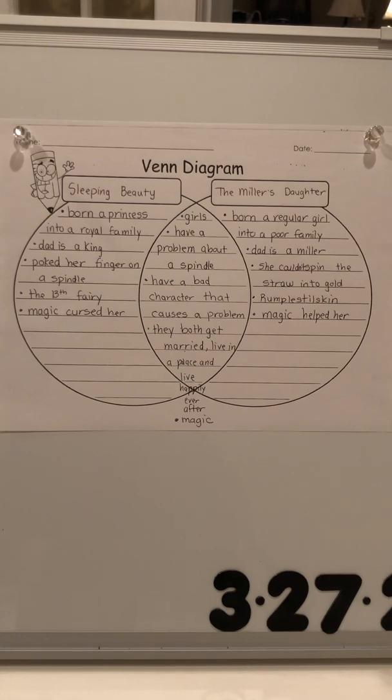In both stories, though, they have a problem about a spindle. In Sleeping Beauty, she poked her finger on the spindle. And in Rumpelstiltskin, the miller's daughter couldn't spin the straw into gold using the spindle. Both girls have a bad character that causes a problem for them. The character that causes problems for Sleeping Beauty is the 13th Fairy, and the character that causes problems for the miller's daughter is Rumpelstiltskin.